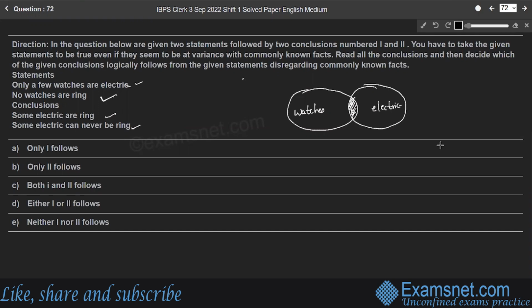And second statement, no watches are ring. That means there is a separate set of ring, right? Here, no watches are ring. Again, a definite statement, right? Conclusions. Some electric are ring. The relation between electric and ring is not given definitely. Therefore, some electric are ring is a false conclusion, because the relation is not given definitely.